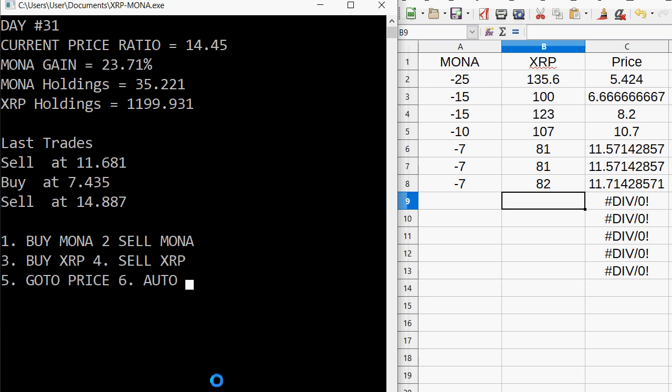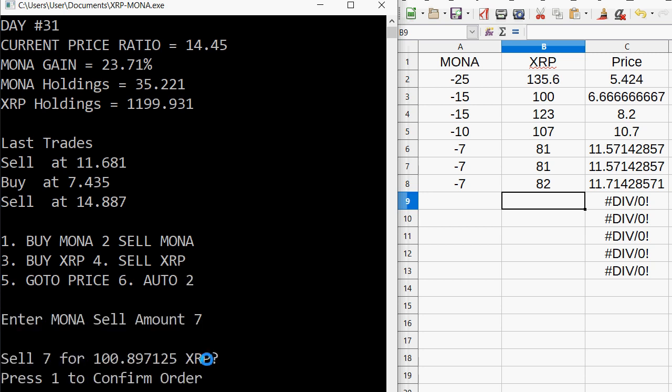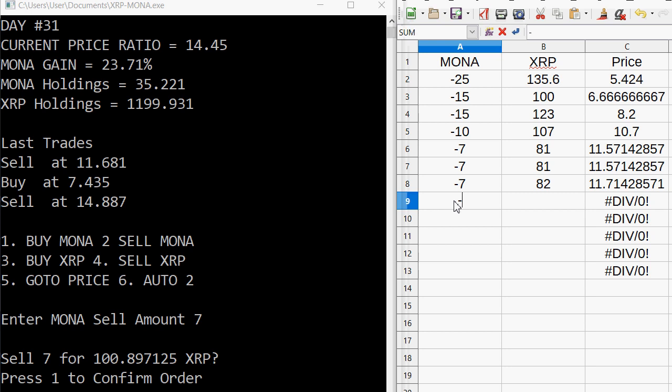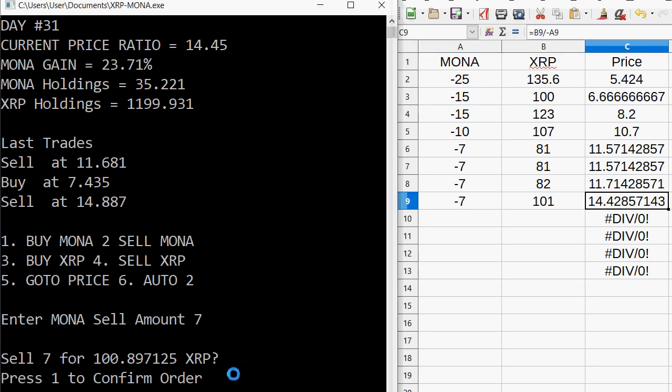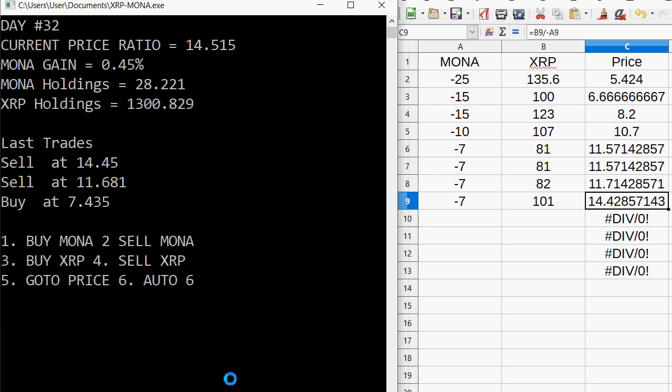Day 25 goes up to 31. Mona gains 23% again. So let's do 2 more seeds. No, let's just do 1. Let's do another 7 though. So we're going to go -7 here, pick up 101, and push 6 again, and we got another Mona gain, and I guess I can go 6 here maybe.